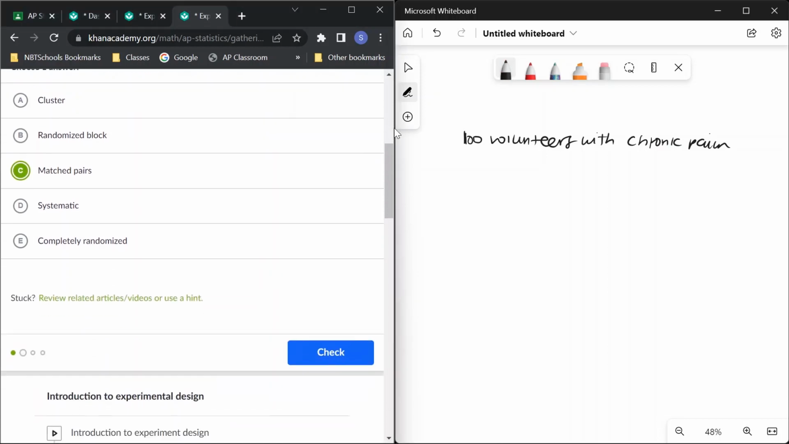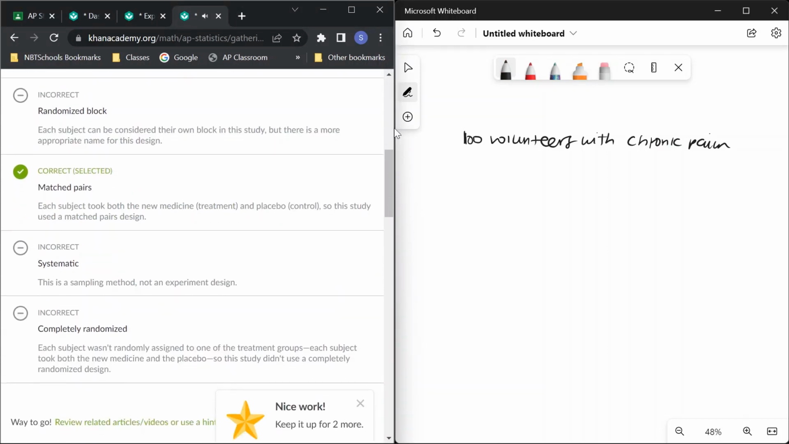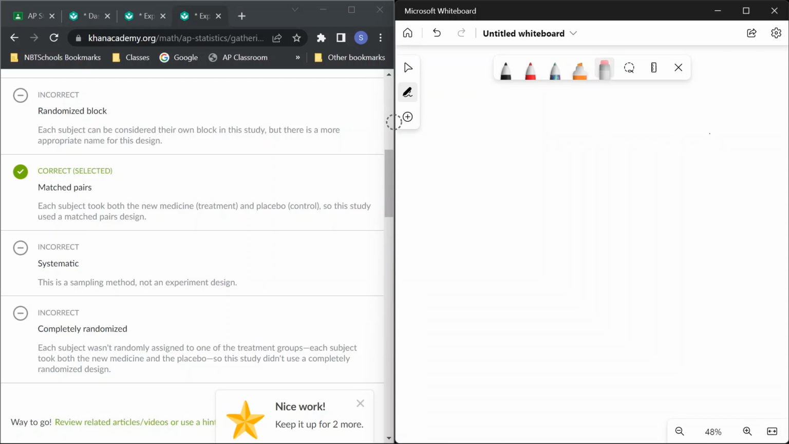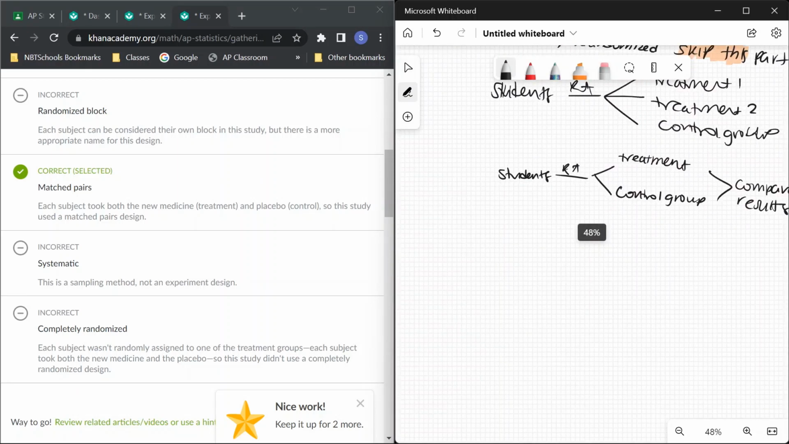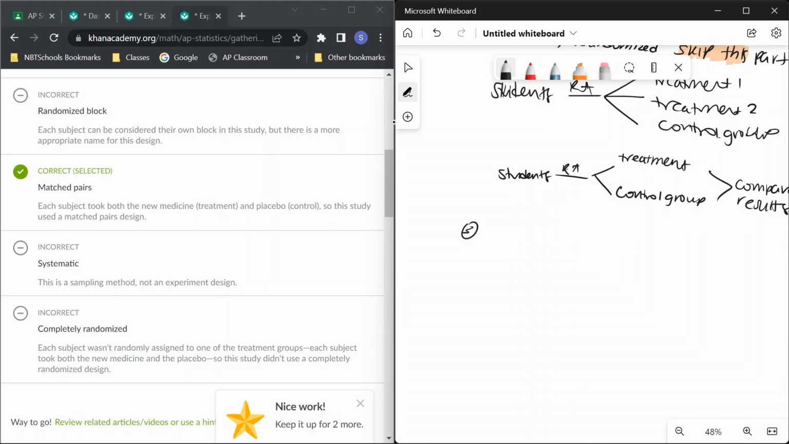So let's see if we're right. Yeah, exactly. I love that they actually tell you why. Each subject took both the new medicine and placebo control. Oh, it's when they both take the treatments. So this study uses matched pairs design. So matched pairs would be here.